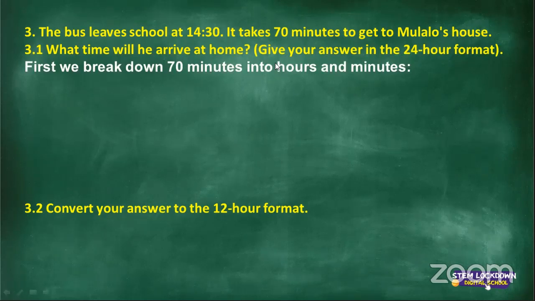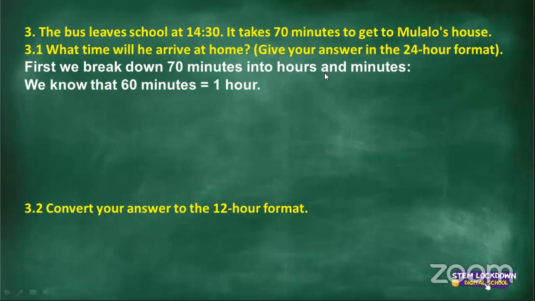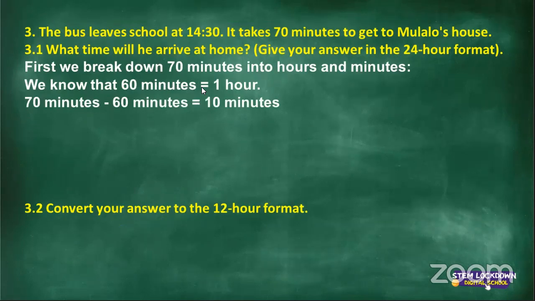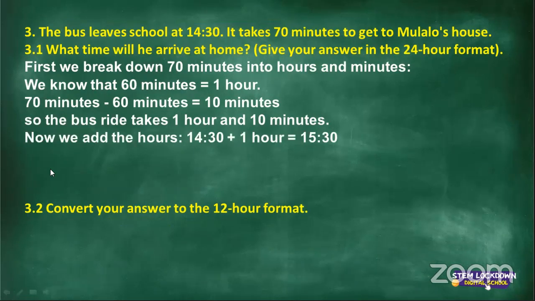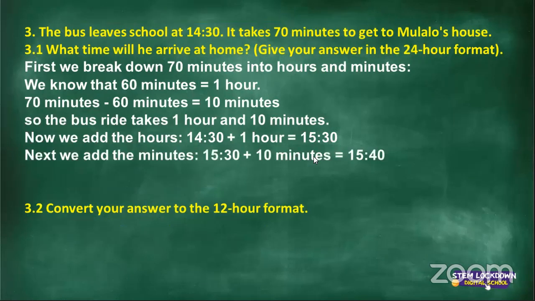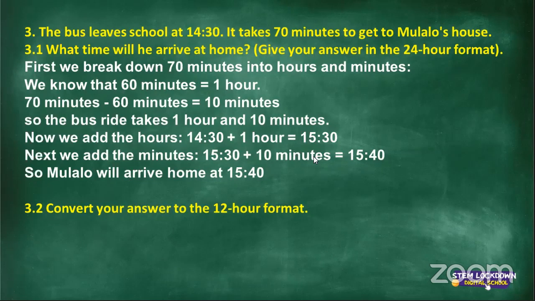So that's why we are now breaking down 70 minutes into hours and minutes. We know that 60 minutes is equal to 1 hour. So 70 minutes minus 60 minutes is equal to 10 minutes. So the bus ride takes 1 hour and 10 minutes. Now we add the hours. The 14:30 plus the 1 hour. So you could add the 14 hours plus the 1, you'd get 15. Then you'd add the minutes together, which is 30. Your final answer at that point would be 15:30. Then adding the minutes, it's 15:30 plus 10 minutes, it's 15:40. So Mulalo will arrive home at 15:40.